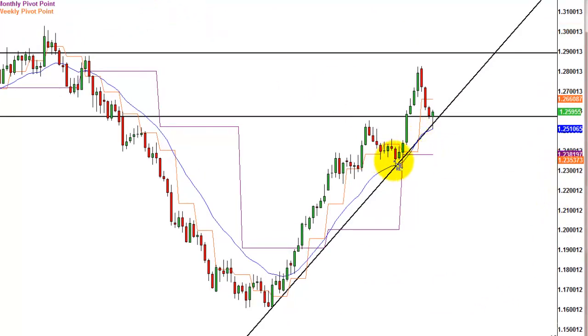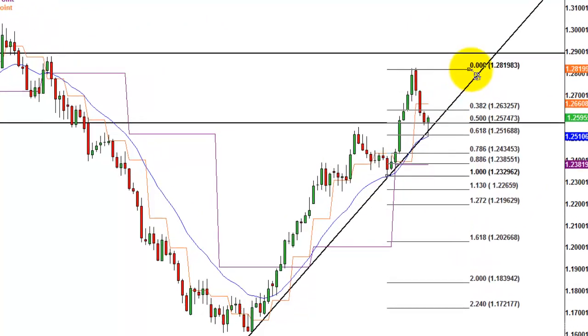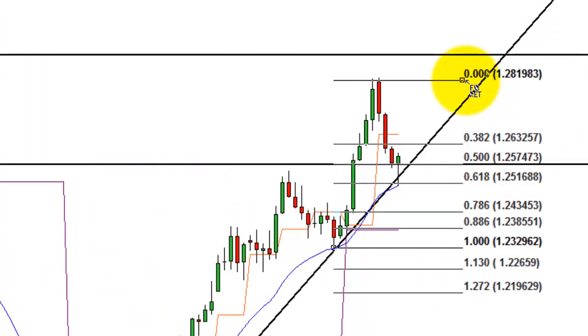Let's see if we've got a Fibonacci level as well. We'll take it from the most recent swing low to the most recent swing high. And we've got a 0.618 Fibonacci retracement, which is a decent Fibonacci number to retrace to.